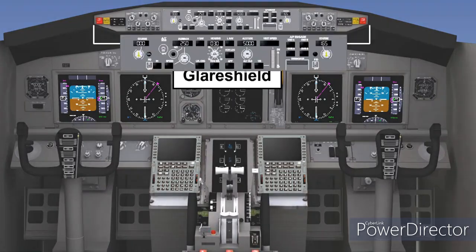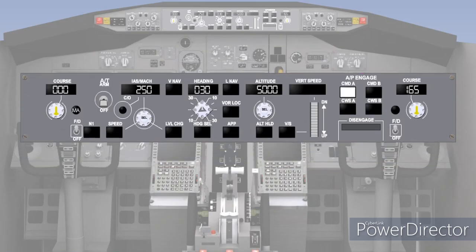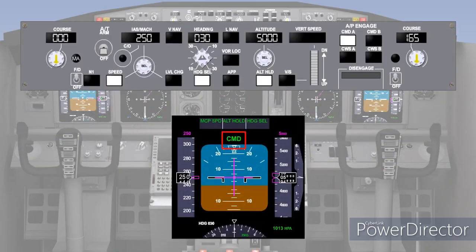On the glare shield is the mode control panel, which allows selections for the autopilot, flight director, and auto throttle. The mode control panel is easily accessible to both pilots. To engage the autopilot, the Engage button for the selected autopilot is pressed. If the interlocks are made, the autopilot will engage and a light in the button will illuminate to signify engagement. There will also be an indication on the flight mode annunciator.